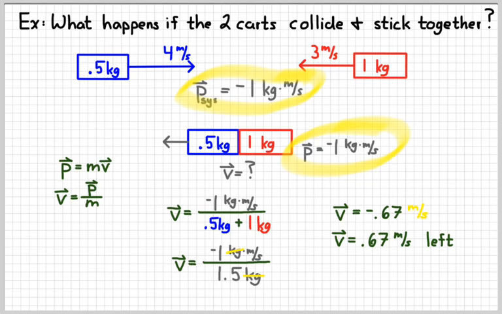So the big idea here is that we can figure out what's happening during any interaction between multiple objects by making those objects a system and then realizing that this number, I don't know how many different ways to highlight it, doesn't change.